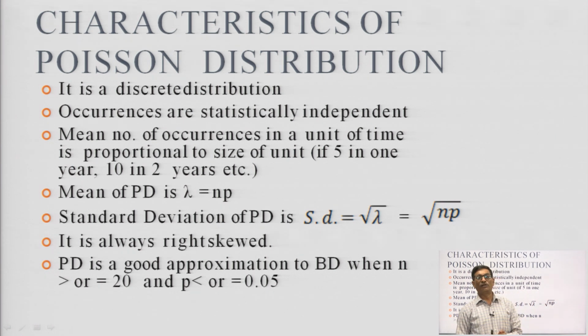Poisson distribution is a good approximation to binomial distribution when n is greater than or equal to 20. That means, when the number of trials is more than 20 and the probability of success is less than or equal to 0.05, it gives a better approximation than binomial distribution. So, when we have more than 2 outcomes in discrete data and the probability of success is very small, then we apply Poisson probability distribution.